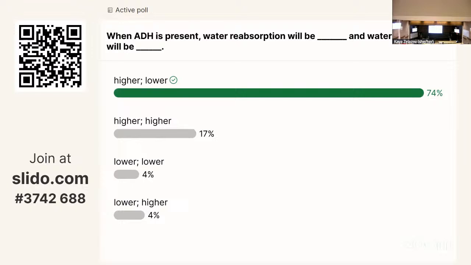Okay, great. So when we have the ADH, we soak up more water out of those kidneys, and that means that our excretion rate is going to go down. We're going to have low volume urine because that water went somewhere else.